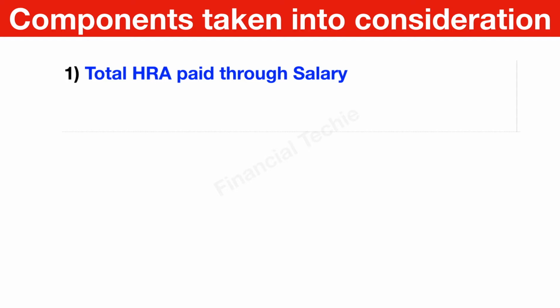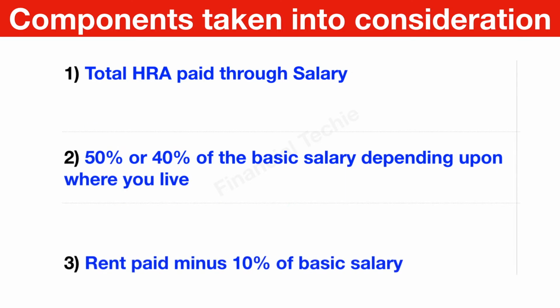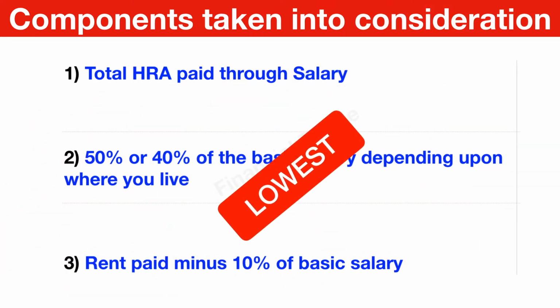The second component is based on the city in which you reside. As I mentioned earlier, if you are living in Delhi, Mumbai, Calcutta or Chennai, you will be getting 50%. Else you can claim up to 40% of the basic salary you received. Then the third point is the rent paid minus 10% of the basic salary. After calculating the total amount, out of these three, whichever comes the lowest will be taken into consideration. That is the amount you will get tax exemption for. Whatever lowest comes out of these three, subtracted from the total HRA paid as salary, that amount will be taxable.